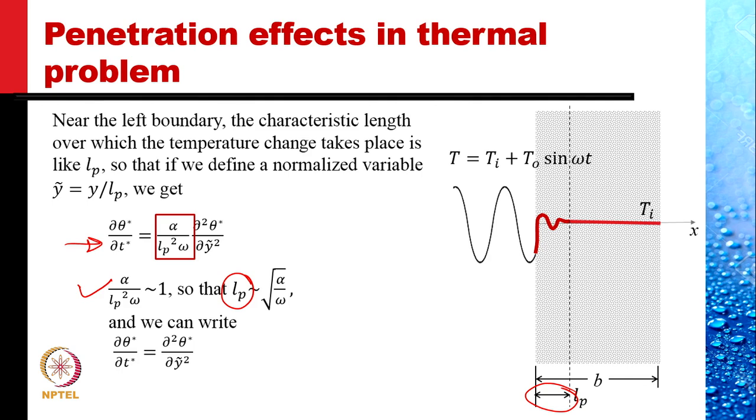And the temperature profile through this slab would be something like this. Of course, this is at a given instant of time. At another instant in time, this could change, but the change would be largely restricted to this region LP. And the temperature in the outer region would be constant at Ti. Thank you.